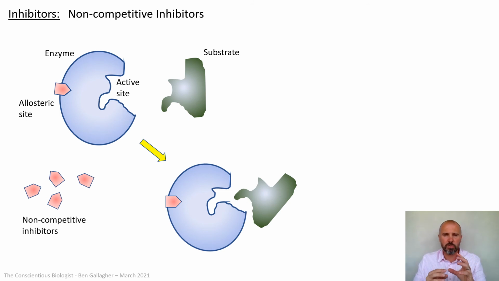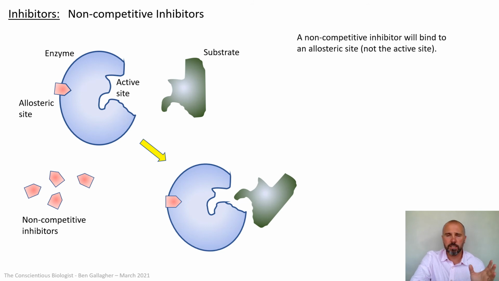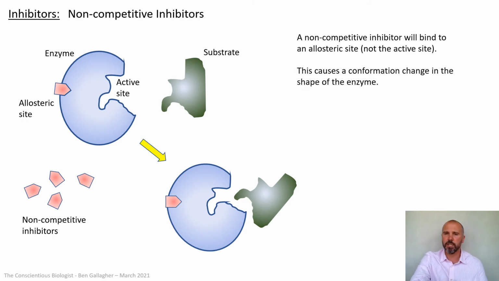permanently, this is irreversible binding, bends the enzyme out of shape and changes the shape of its active site. So that effectively wipes out that enzyme from being able to function. Okay, non-competitive because it's not competing with the substrate for the active site. It's binding somewhere totally different. So a non-competitive inhibitor will bind to an allosteric site, not the active site.